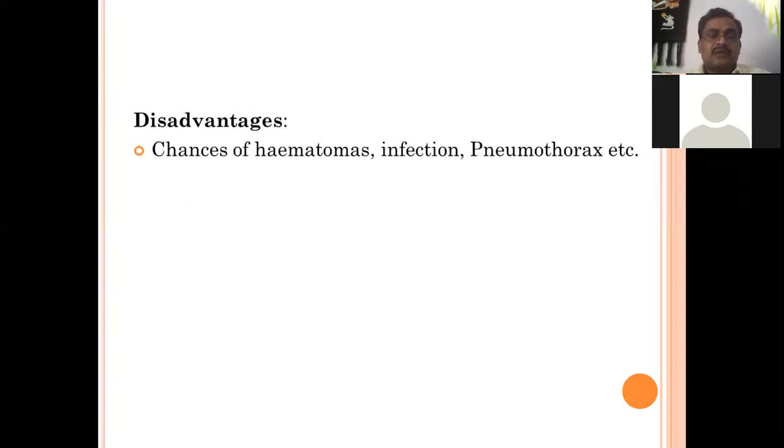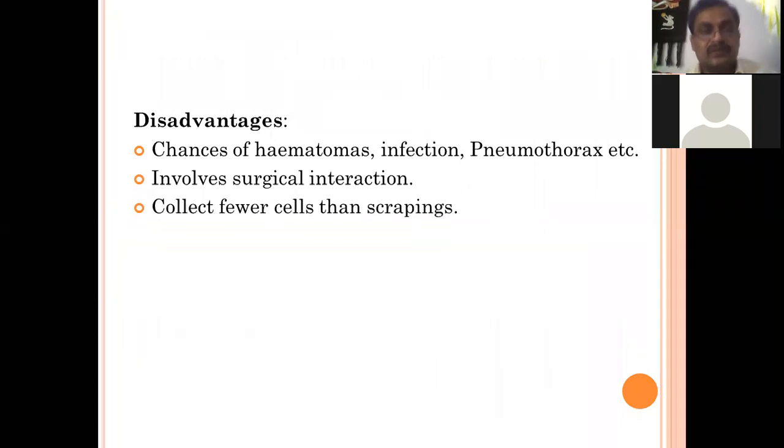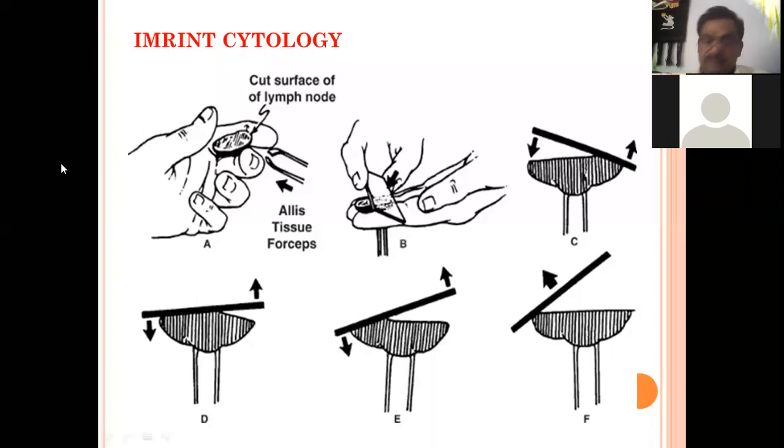As you know, in interventional cytology, there are certain disadvantages also. When you are using a needle, there can be hematomas and infection. There can be very few cells in comparison to exfoliative cytology.